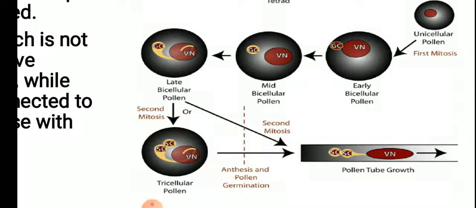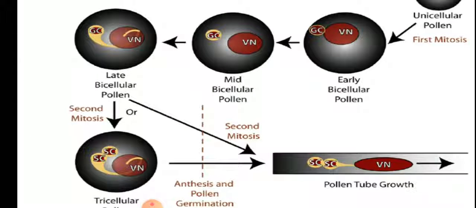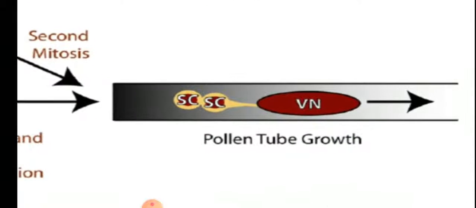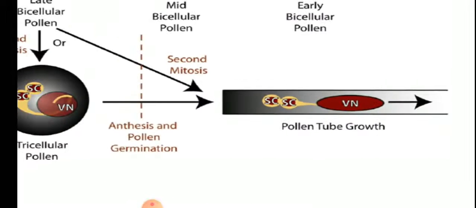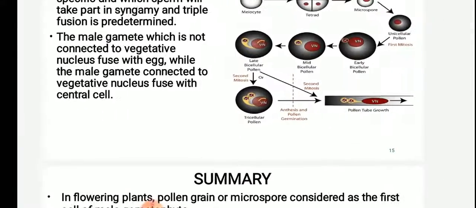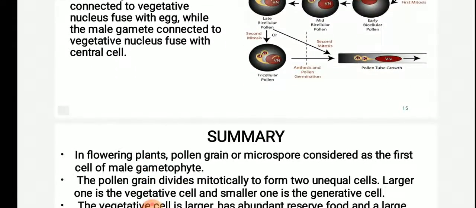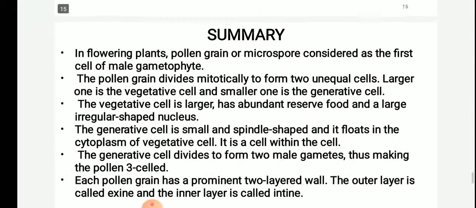If you see this picture, you will see the beautiful organization of the vegetative nucleus with the generative cell, which is going to form the two sperm cells, and how in the pollen tube the vegetative nucleus is the first to enter. It will always be at the tip of the pollen tube. When it is going in the pollen tube, see how nicely it pulls the sperm cells along with it. The two sperm cells are also moving with the vegetative nucleus. So this organization of the vegetative nucleus with the sperm cells is called the male germ unit concept.